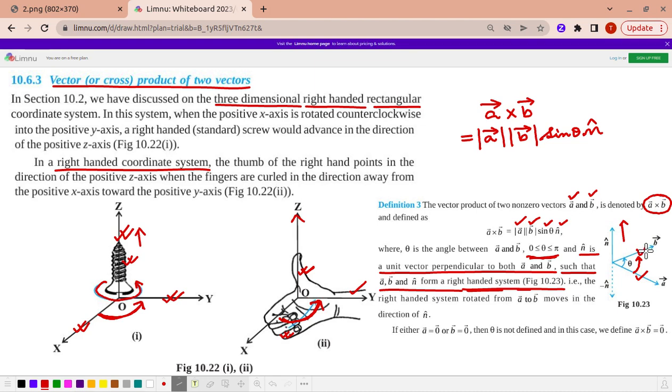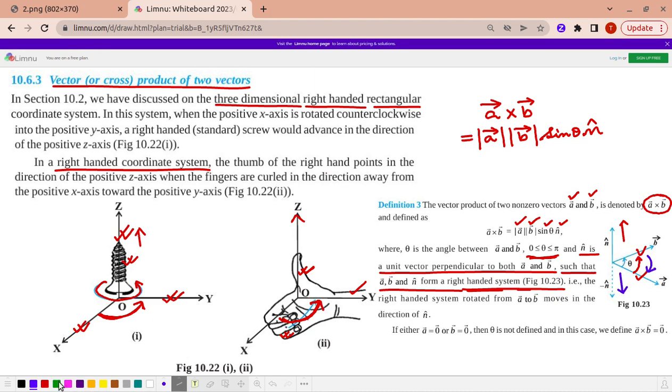Similarly, if you move from B towards A, let me use a different color. Okay, let me use a blue color. If you move from B to A, what will happen? Then you see that n cap will be moving downward, and that is why it is symbolically represented as minus n cap. Correct? So that is why it is for the right-handed system.